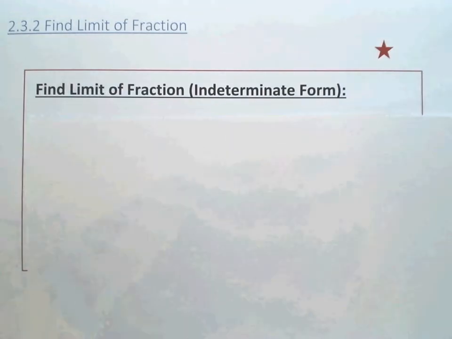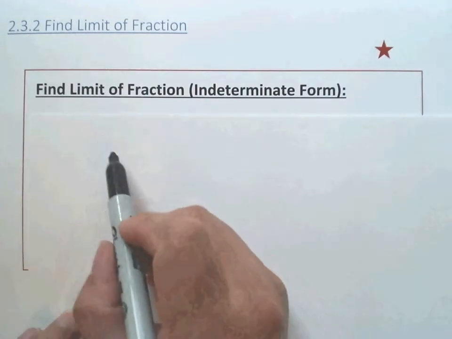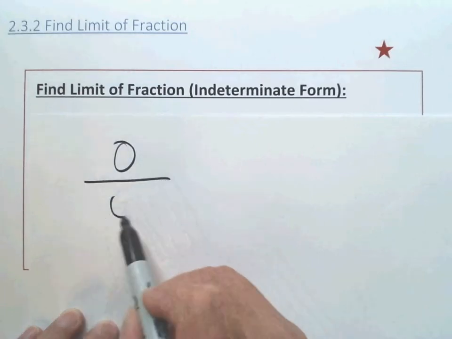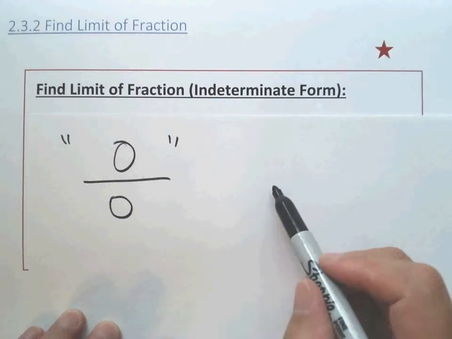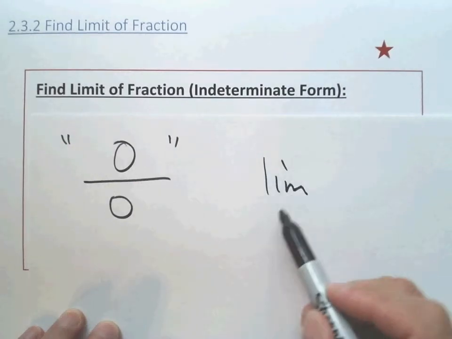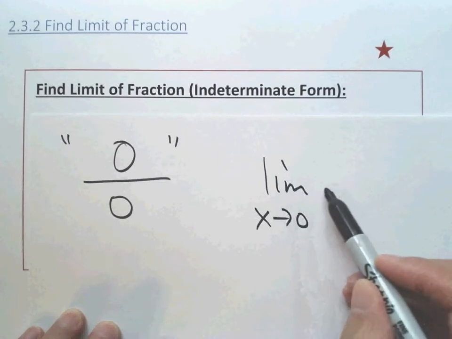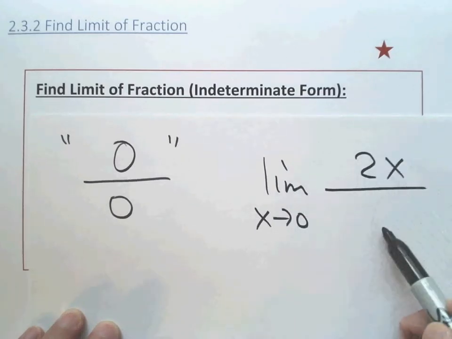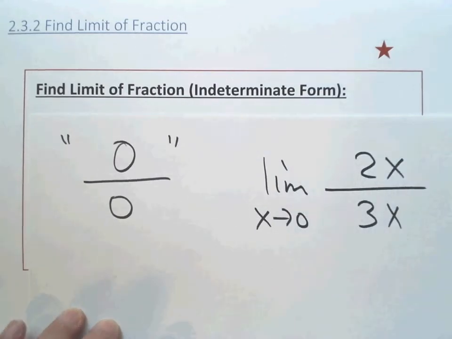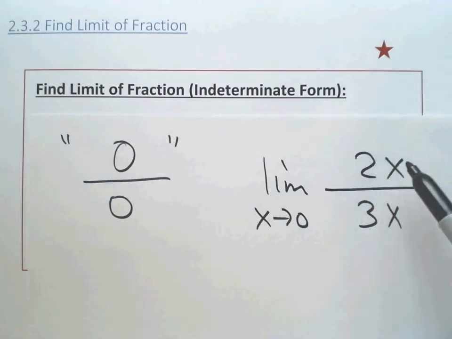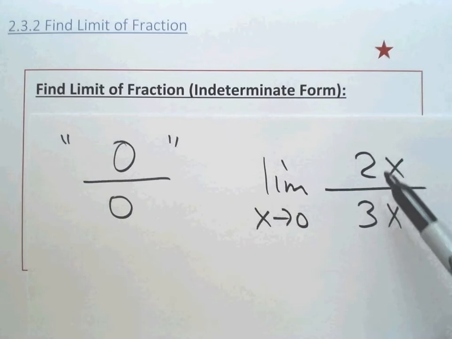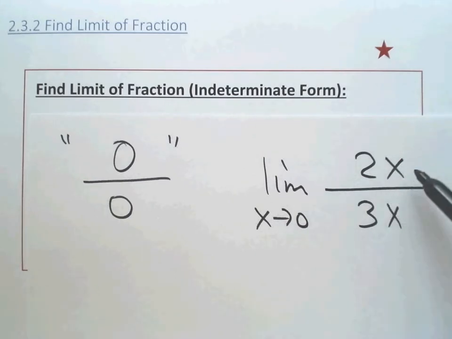The first type we call 0 over 0. What does this mean? For example, how do you think of the limit as x approaches 0 of 2x over 3x? This is a polynomial, so directly substituting, x approaches 0. The numerator approaches 0, and the denominator also approaches 0 if we use the quotient rule.